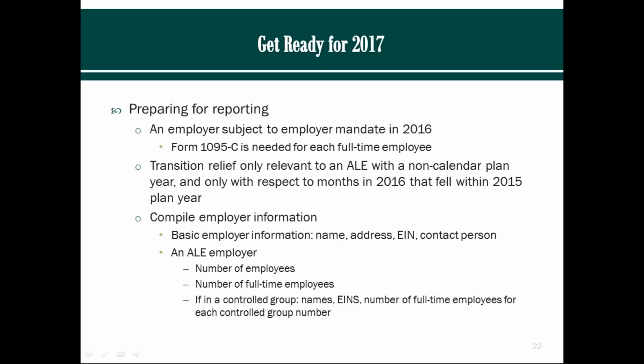For the large employer, you're going to have the number of employees for every month in the year. And then those number of full-time employees for each month of the year. Now remember, full-time is based on ACA requirements, 30 hours a week, 130 hours a month. Not 40, not 35, not 37 and a half. And again, if you are in a control group, you need to know those control group members' names and EINs.